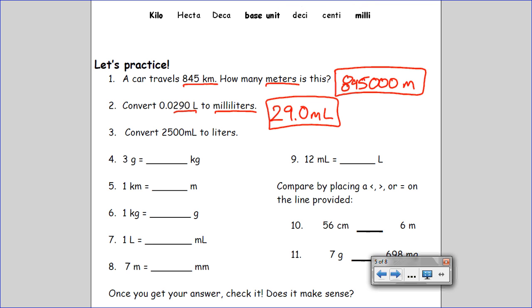Let's try one where we're going to move it to the left. We're going to start with this number here, 2,500 milliliters to liters. So mL, milli, that's where we're starting. We're going to liters, which is our base unit.